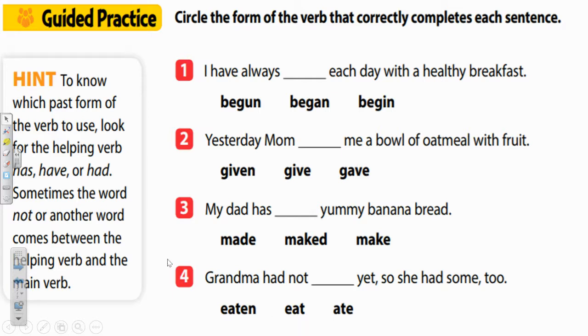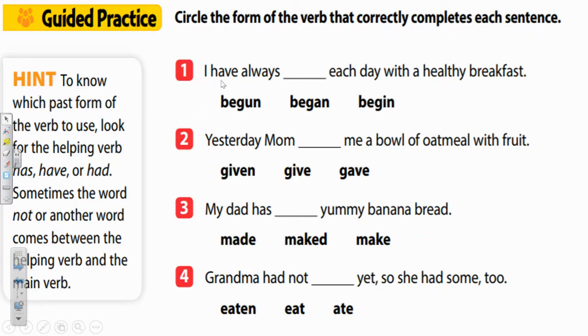Let's look at the hint first on the left. To know which past form of the verb to use, look for the helping verb, has, have, or had. Sometimes the word not or another word comes between the helping verb and the main verb. The directions at the top: circle the form of the verb that correctly completes each sentence.